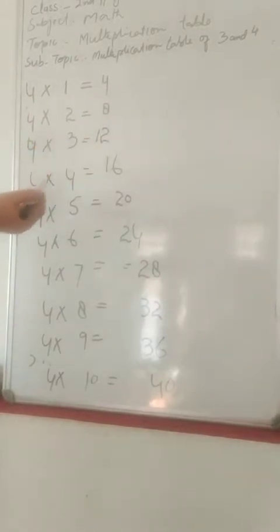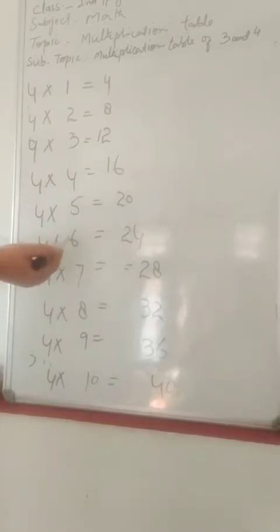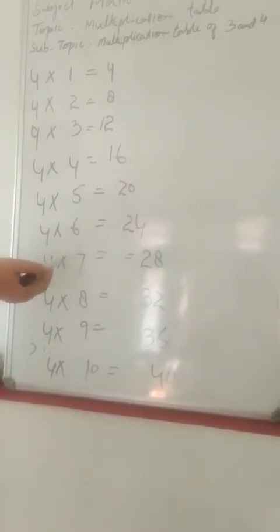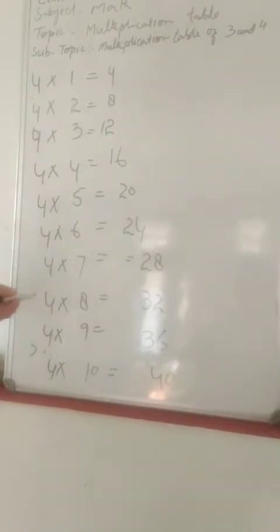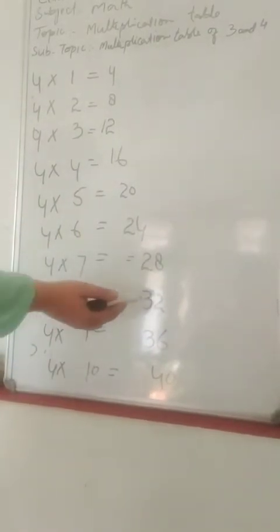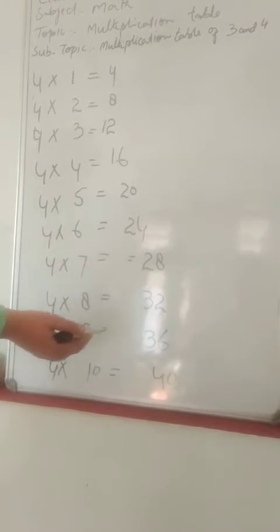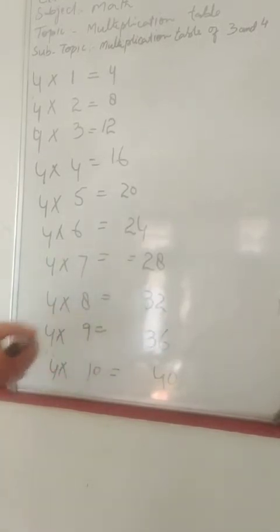4 3s are 12, 4 4s are 16, 4 5s are 20, 4 6s are 24, 4 7s are 28, 4 8s are 32, 4 9s are 36, 4 10s are 40.